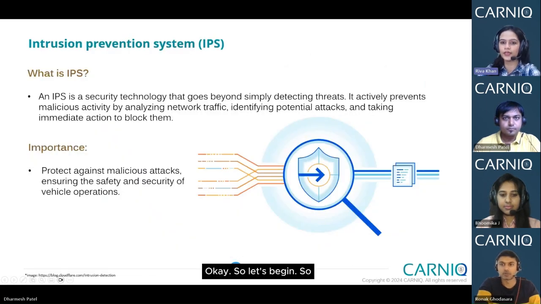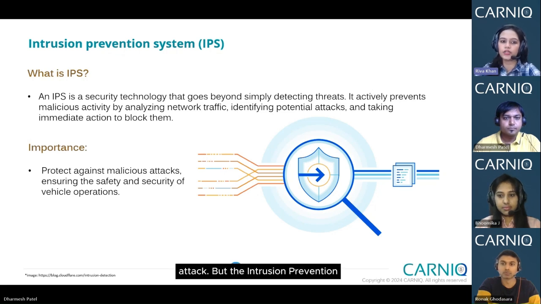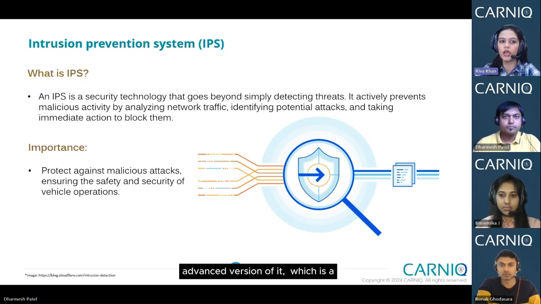Okay, so let's begin. So, what exactly is an intrusion prevention system? Previously, we saw that the intrusion detection system was a system used to detect malicious attacks. But the intrusion prevention system is a more extended and advanced version of it, which is a crucial security technology designed to do more than just detect threats. As I just talked about, the intrusion detection system was only used to identify potential issues, whereas an IPS actively prevents malicious activity.